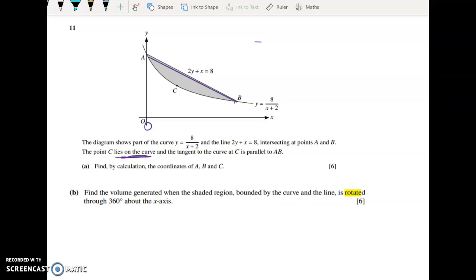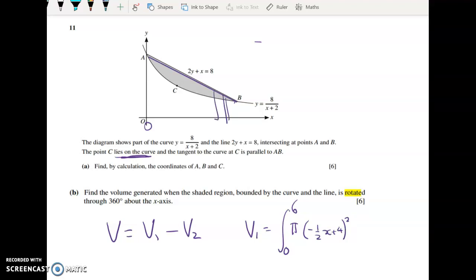So the volume of the whole thing is going to be equal to V1 minus V2. And V1 is what we get from the line. So it's going to be pi times, what was my function? So negative 1/2 x plus 4 squared, right? So that's my radius here, at every tiny little slice, and then I'm integrating with respect to x.